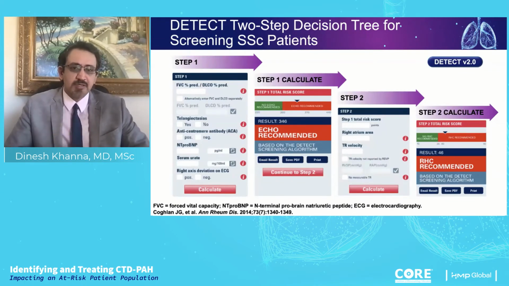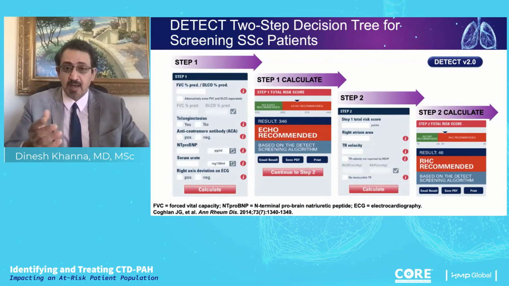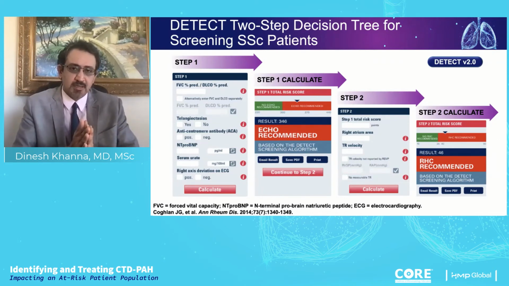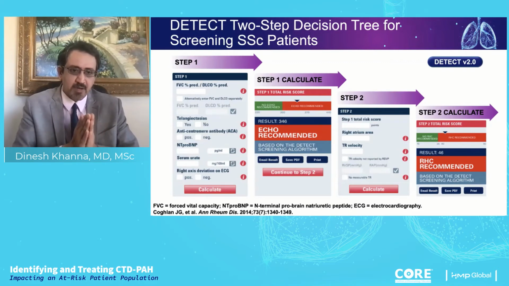When you think about screening a patient with scleroderma, I want to propose the DETECT algorithm that is now available in the US as an app on your Apple or Android phone. There are two components to DETECT, step 1 and step 2, and let's walk through that. Step 1 has 6 items or variables.